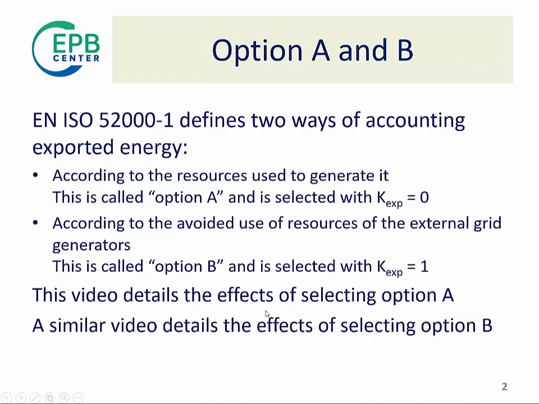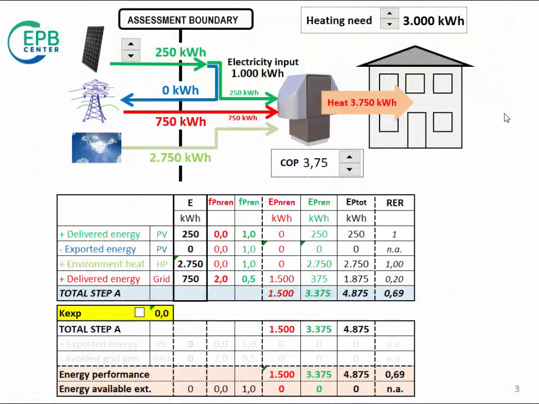This video details the effects of selecting option A. A similar video details the effects of selecting option B. The first example is a building heated by a heat pump. This diagram shows the energy flows for this simple building.